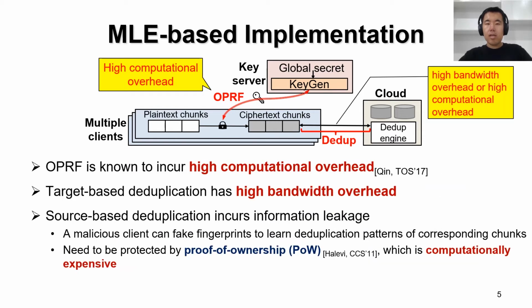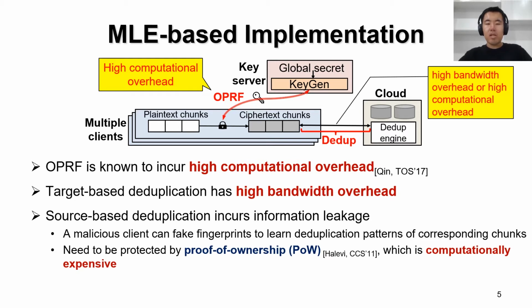However, existing implementation faces two performance issues. First, the OPRF is known to incur high computational overhead and presents a performance bottleneck to the overall system. Second, the target-based deduplication incurs high bandwidth overhead for the uploads of both duplicate and non-duplicate ciphertext chunks, while the source-based deduplication incurs information leakage. That is, a malicious client can fake fingerprints to learn the deduplication patterns of corresponding chunks.